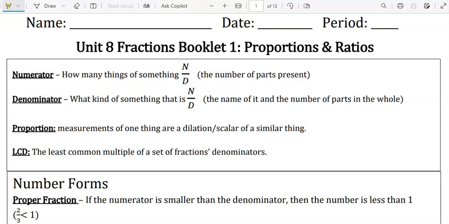Numerator, how many things of something? It will be the number at the top of the fraction. It's the number of parts present. Denominator, what kind of something that is. It's the number at the bottom of the fraction. The name of it and the number of parts in the whole.